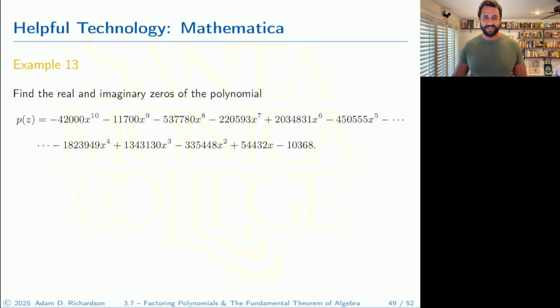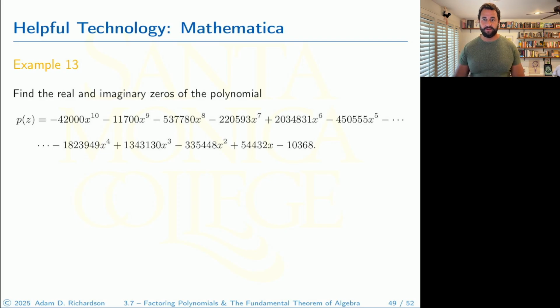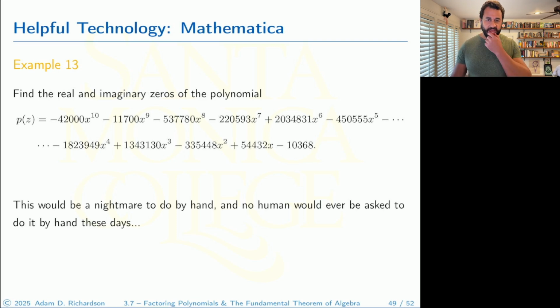Okay, next, let me flip back to the slides for a second, just to really scare you for a sec, I guess. What if we had to find the real and imaginary zeros of this polynomial right here? What about that one? You should be like, what are you talking about, right? Well, good news. This would be a nightmare to do by hand. No human would ever be asked to do this by hand these days. This is not the job of a human being to factor this and to find the zeros of this. This is a problem that is ripe for a computer to do. It is ripe for Mathematica to do.